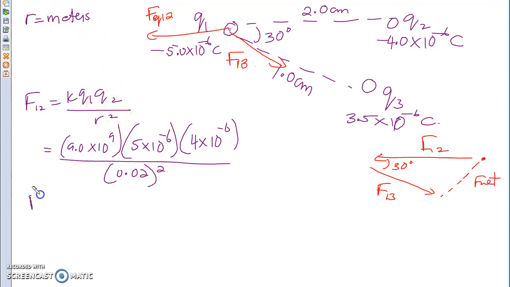So what do you get for your F12? Remember, F12 is in the X direction, so this is going to be F12X. And what do you get? 450 newtons going to the west. So far so good? Going to the west.